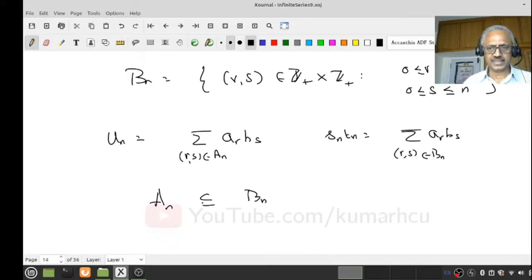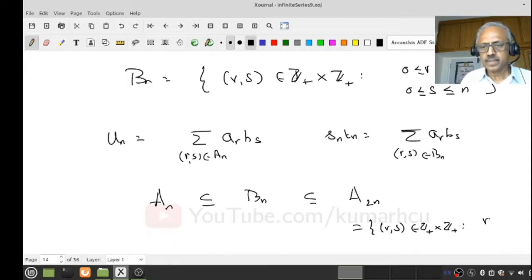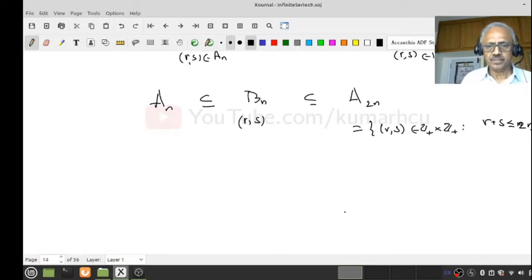Okay, next step: Bn is contained in something. That is very clear, it is contained in A2n, because what is A2n? A2n is the set of all (r, s) in Z plus such that r plus s is less than or equal to 2n. Now to start with, take any (r, s) in Bn. Then r is less than or equal to n, and s is also less than or equal to n, therefore r plus s will be less than or equal to 2n. Therefore every (r, s) here is an element of A2n. You understand? These are all the things we need to know. Make sure, pause, review, proceed.